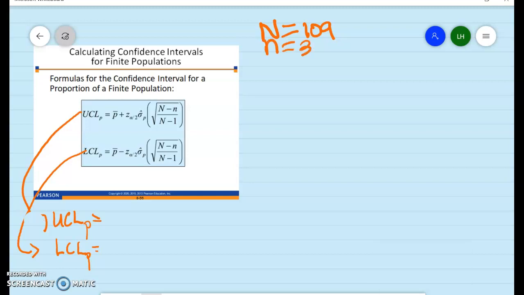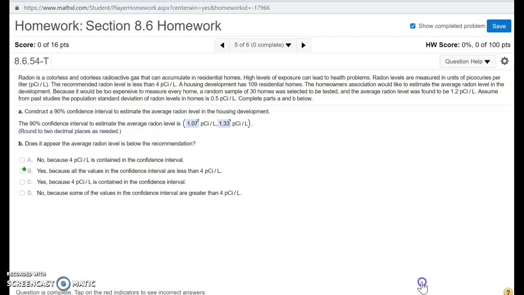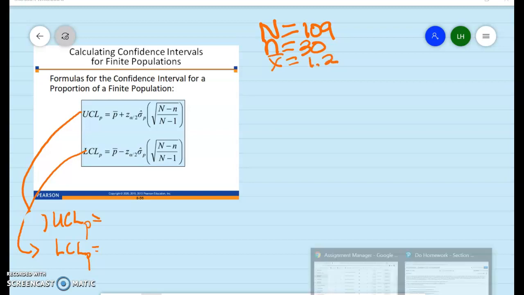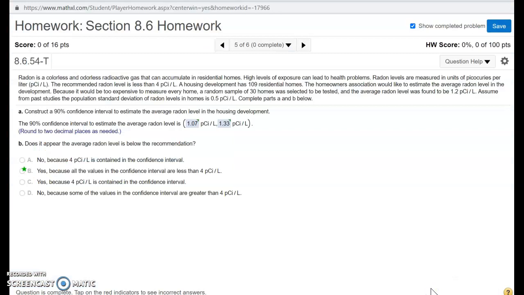So n is 30, and if we did 30 divided by 109, that is greater than 5%, so we do have to use the finite population correction factor here. Okay, and the average radon level was found to be 1.2 picocuries per liter. So 1.2. Assume from the studies the population standard deviation is 0.5.